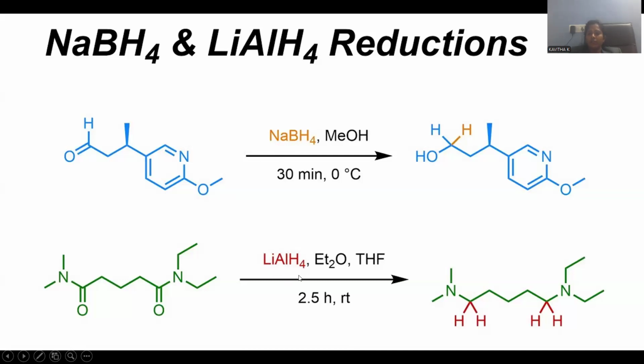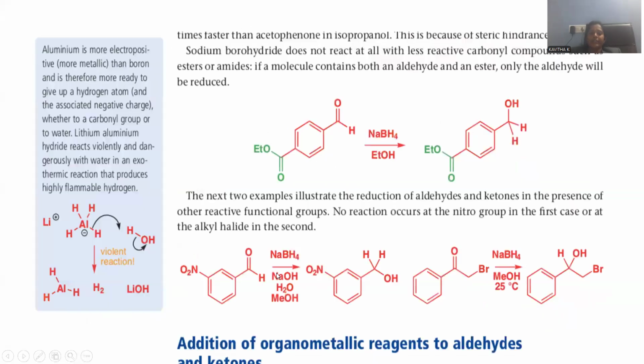Obviously, lithium aluminum hydride is stronger in comparison to sodium borohydride. Whatever amides are there, they are also reduced by means of lithium aluminum hydride into their corresponding amines. Here you can notice C double bond O transformed into CH2. Here C double bond O is converted into CH2. This is the way a tertiary amine will be the product in this case. Amide to amine formation is possible by means of lithium aluminum hydride.